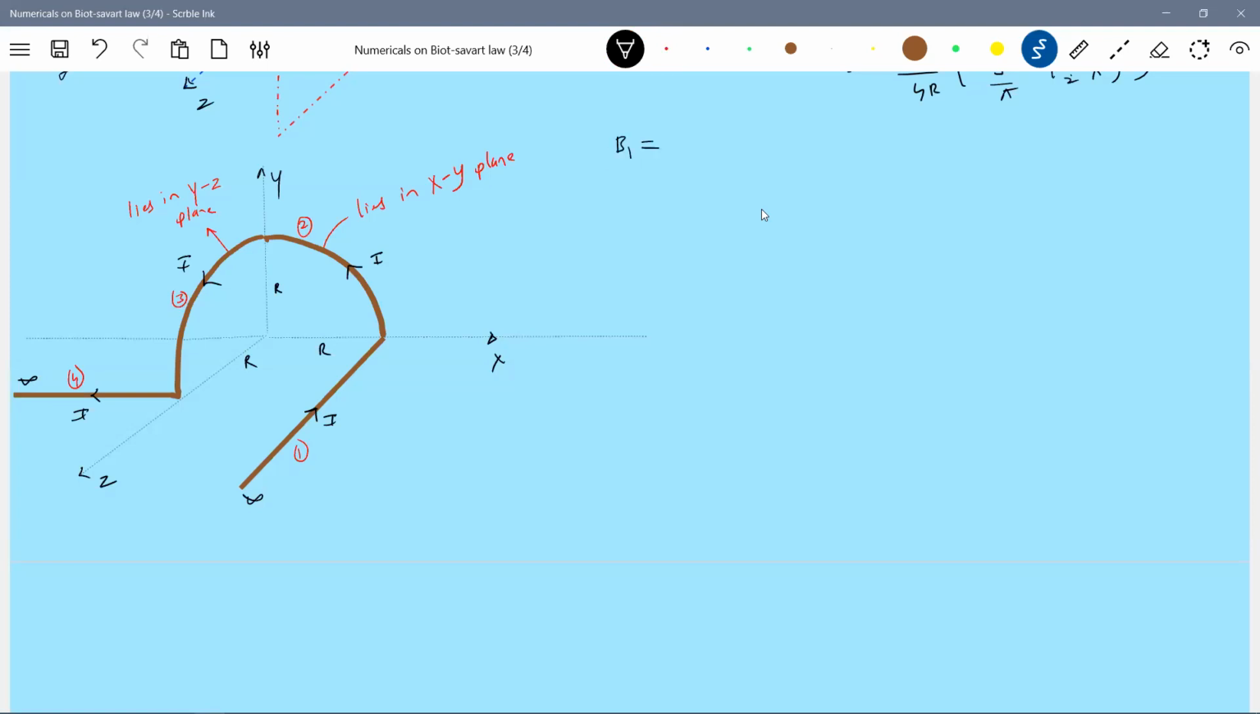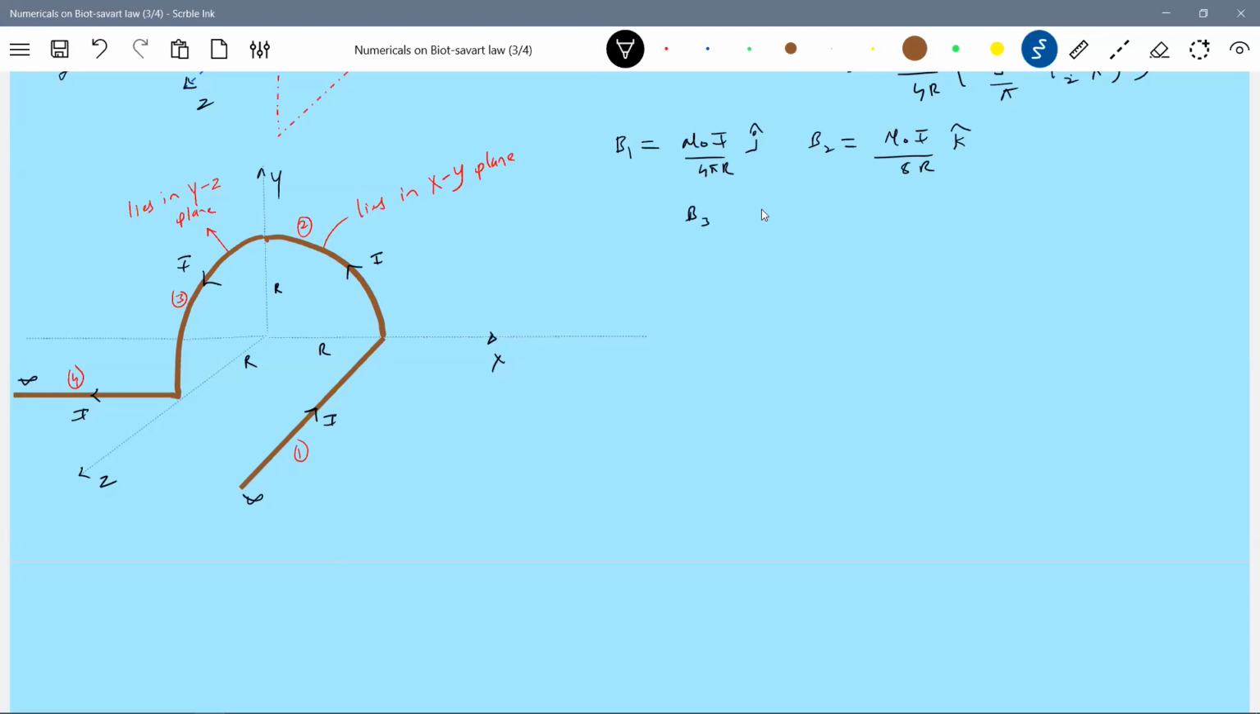Magnetic field due to 1: mu naught I by 4 pi r, and it will be directed along the y-axis. Magnetic field due to 2: mu naught I by 8r, because it is due to a quarter circular arc. Due to a ring, mu naught I by 2r. Due to a semicircular ring, mu naught I by 4r. Due to a quarter circular arc, it should be mu naught I by 8r, and it will be along the z-axis, k cap.